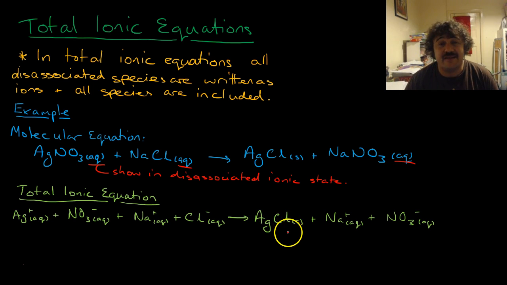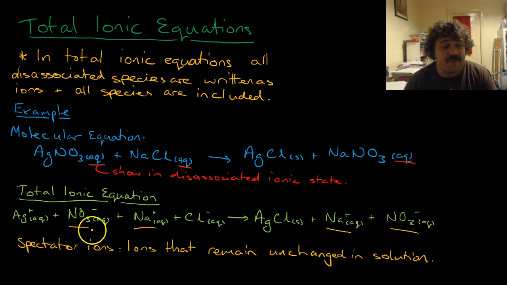Silver chloride is a solid, so it's not dissociated, so it gets written in its molecular form. However, the sodium is still dissociated, so it's written like this, and the nitrate is still dissociated, so it's written like this. Now, what you'll notice is we've got some spectator ions.